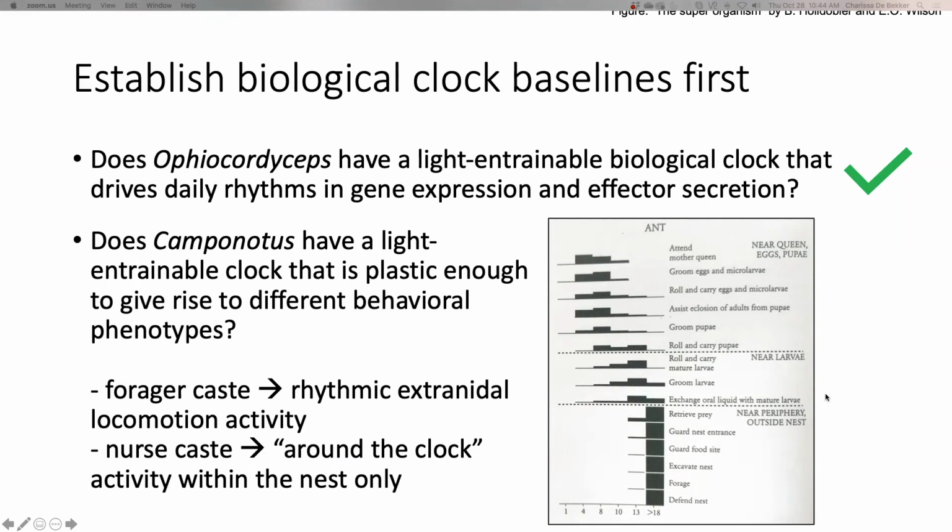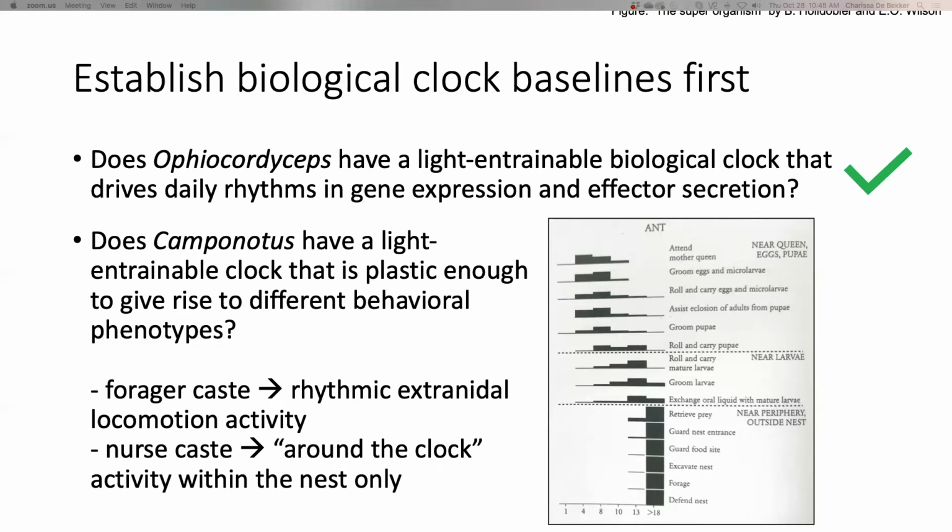So we see from older behavioral work in ants that they do have these different chronotypes. So when we look at younger ants, they are generally in what we call the nurse caste. So these are ants that all kind of work around the clock within the nest. They never leave the nest to take care of the queen and the brood within the colony, so within their society. But as they get older, those ants are moving into what we call the forager caste.